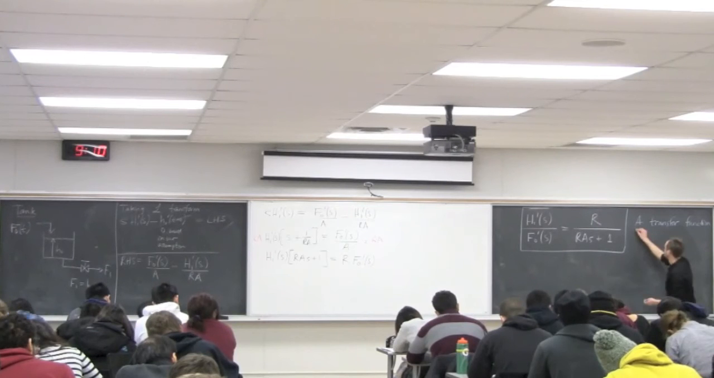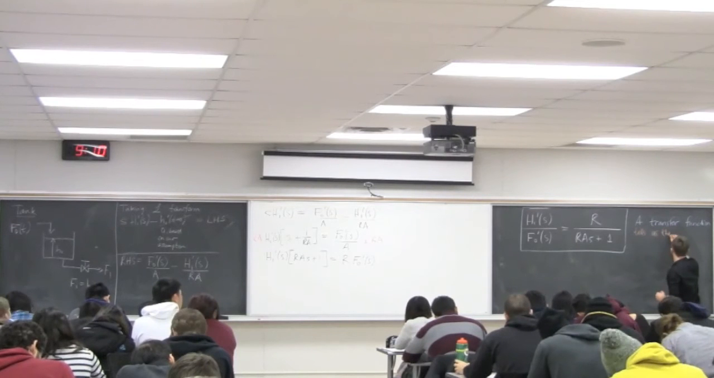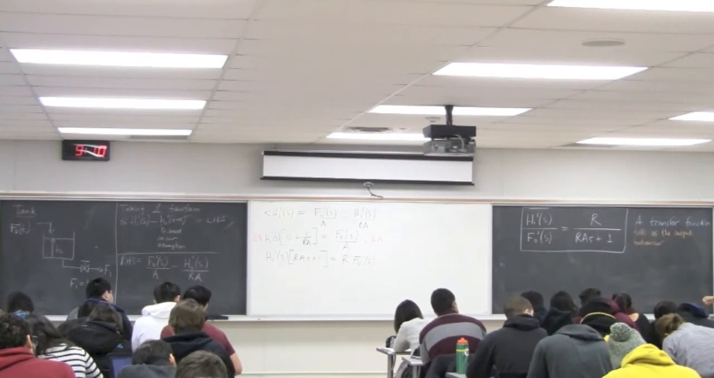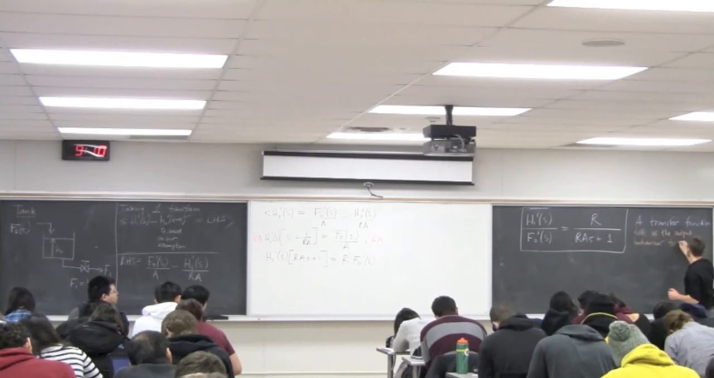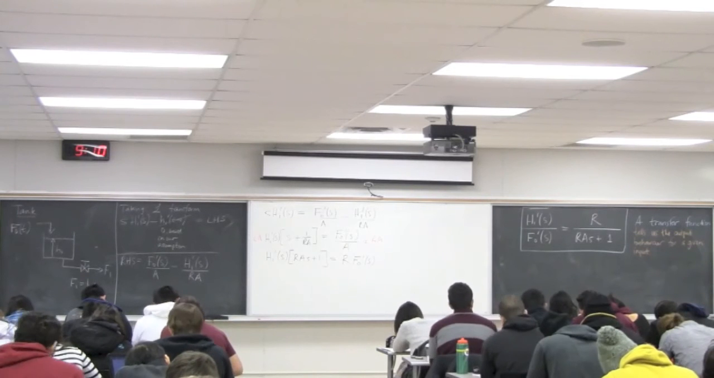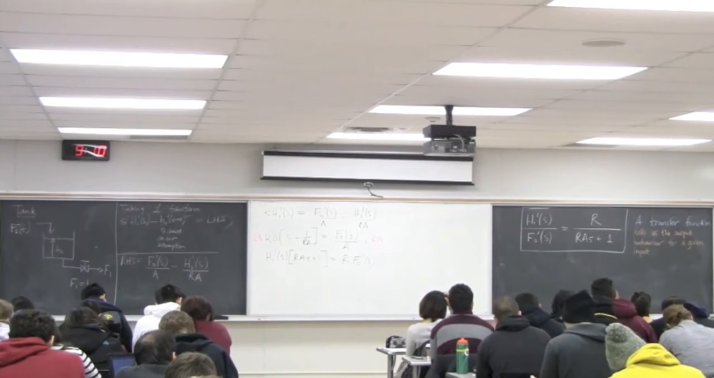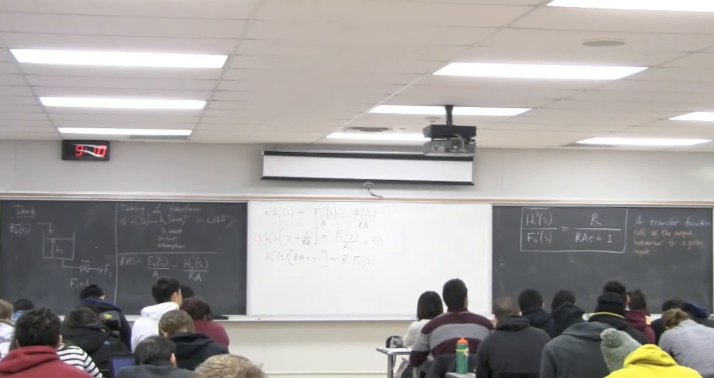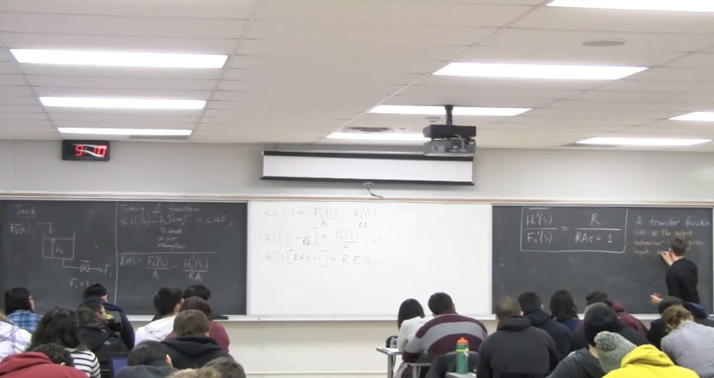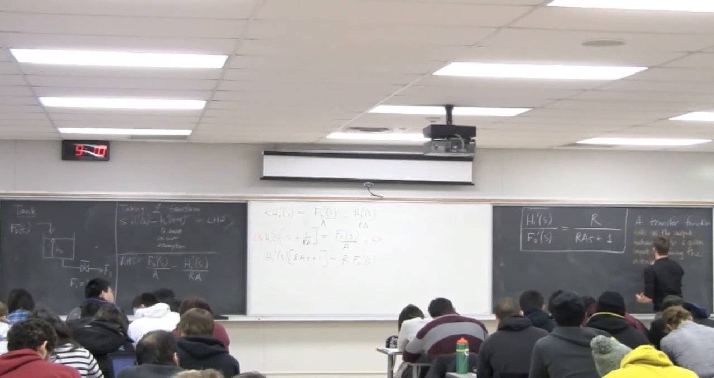A transfer function tells us the output behavior for a given input. But there's an important point we have to make here. A transfer function tells us what the output behavior is for a given input, assuming initial conditions are zero. So we've done that. Let's embed that here in our definition. Assuming initial conditions are zero, in deviation form.